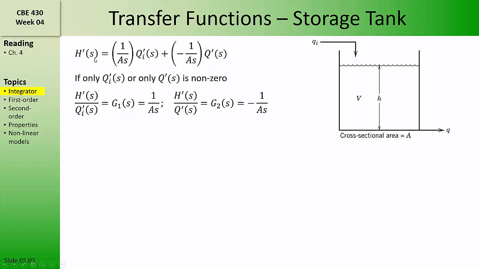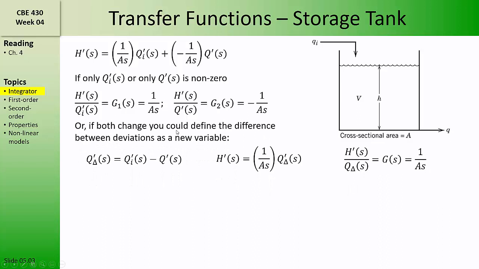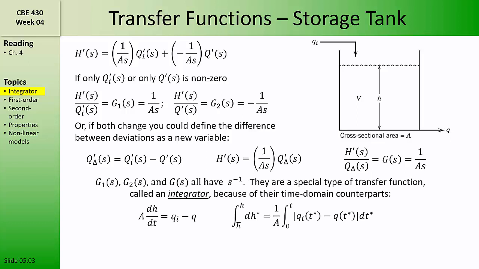So if both qi prime and q prime are changing, their effects can be added together to obtain the effect on h. Alternatively, we could define a difference between these two variables, q delta prime, the difference between the inlet and outlet flow rate in the Laplace domain, and write a single transfer function relating them. This works in this case because the transfer functions g1 and g2 have the same form, 1 over As. It's just that one of them has a minus sign. In this case, g1 of s, g2 of s, and what we call g of s here all have functionality s to the minus 1, where s is the Laplace domain independent variable.